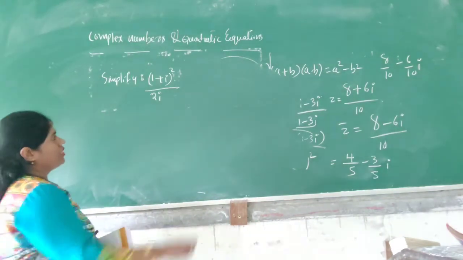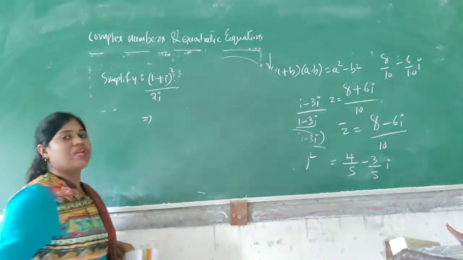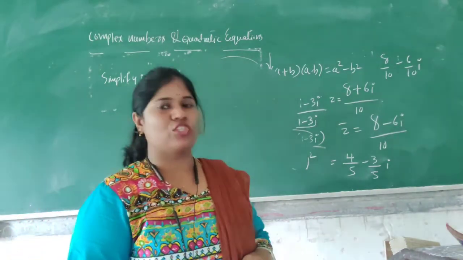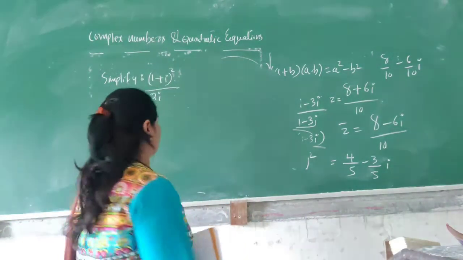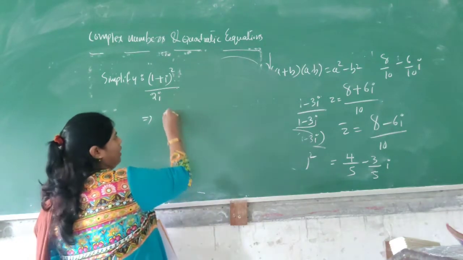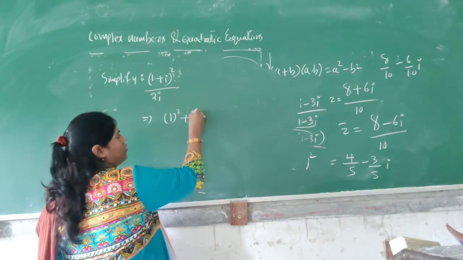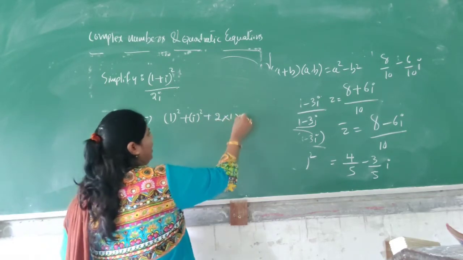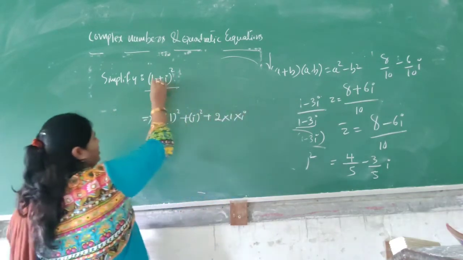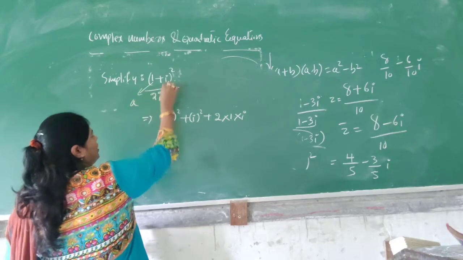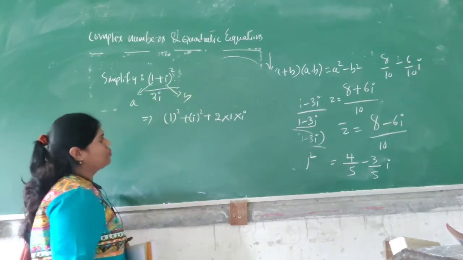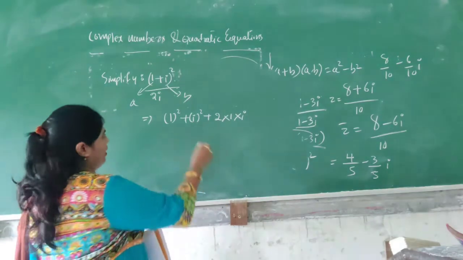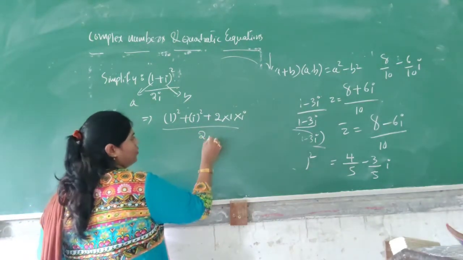So what is (1 plus i) whole square? The (a plus b) whole square formula: a square plus b square plus 2ab. This one is a and this one is b. So by the (a plus b) whole square formula, a square plus b square plus 2ab, divided by 2i.